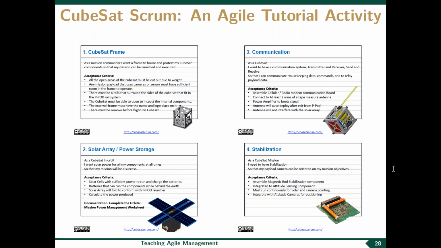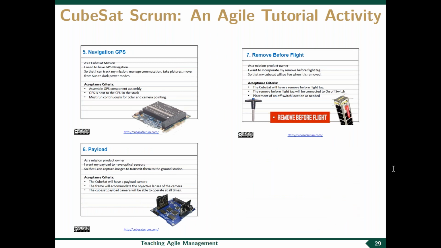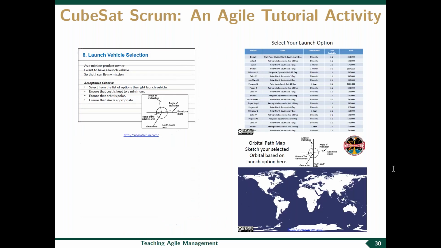So there has to be a frame to the CubeSat. There has to be solar power. There has to be a communication system, stabilization. All of these goals come with acceptance criteria. So these all have to be implemented in these 3 hours, in these 3 sprints. There's navigation, GPS, a payload camera, and then a remove before flight button, or a tag, so you can enable the satellite upon launch.